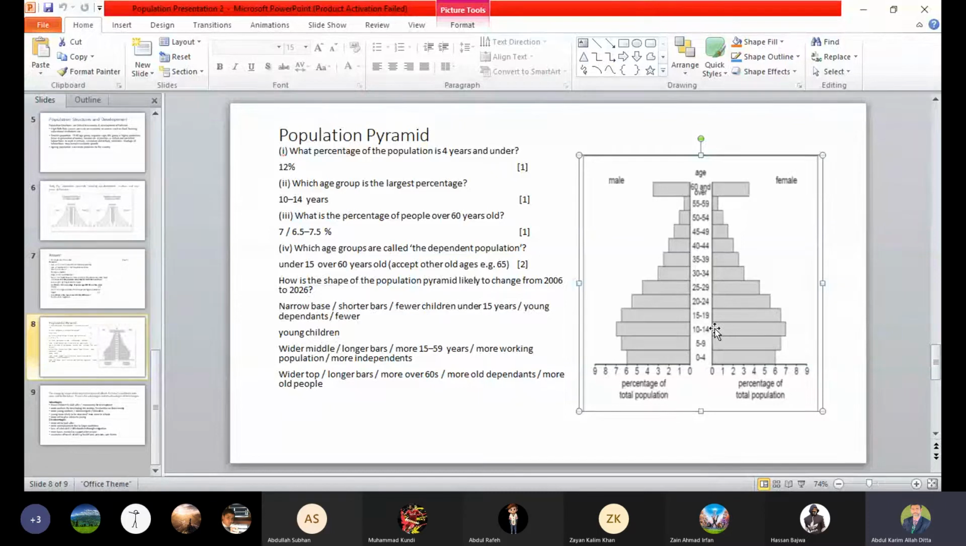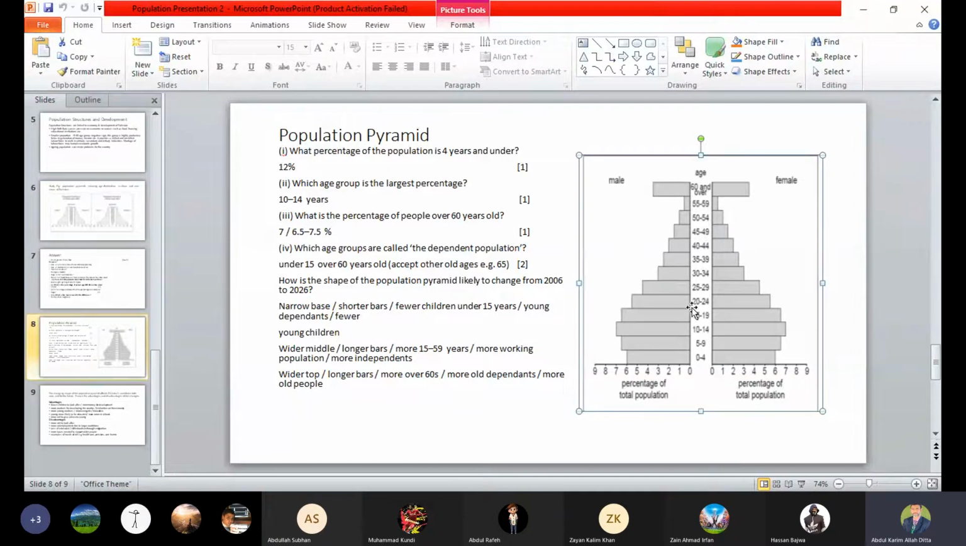So under 15, that age group is called the lower age group. Over 15 and under 60, that is the middle age group, and over 60 we have the upper age group, beta. So in this pyramid you can see different age groups and their percentage of males and females, they have shown that.